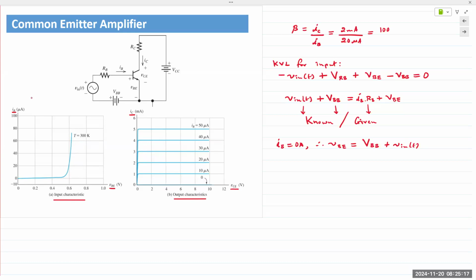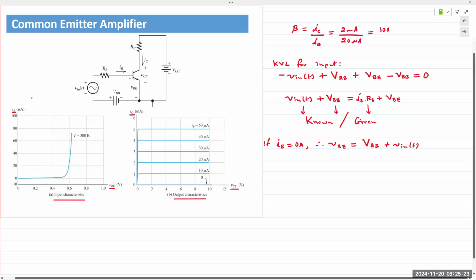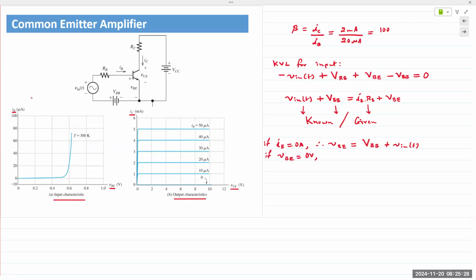And if VBE is 0, then IB is equal to VBB plus Vin of t divided by RB. Right, standard method of generating load line: apply KVL, and then substitute X and Y axis values equal to 0, one at a time, to generate the other values.